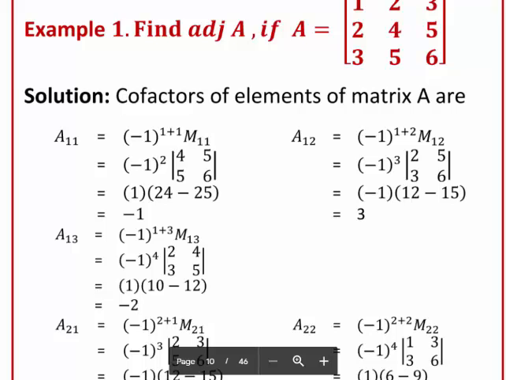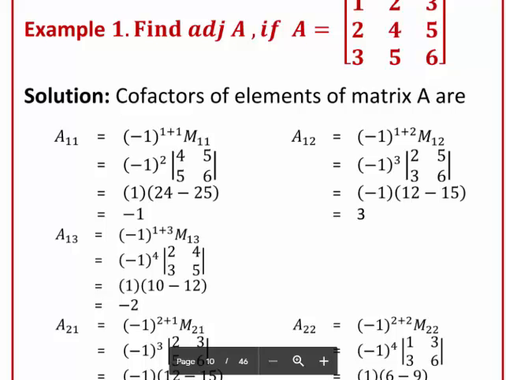Find the adjoint of the given square matrix. This is a 3 by 3 square matrix named A. Once you understand, you will be able to find the adjoint of 2 by 2, 3 by 3, 4 by 4, 5 by 5, any order. Suppose matrix A has order n, then we can find the adjoint.